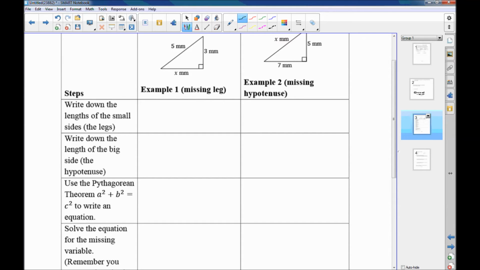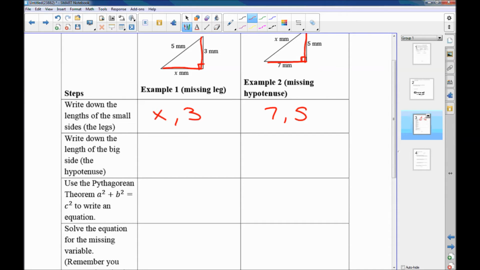So remember, write down the lengths of the small sides. Those are the legs. The legs touch the right angle. So here's my right angle. So this is a leg and this is a leg. So my legs in the first one are x and 3. Those are the two small ones. In my second example, the legs are 7 and 5.